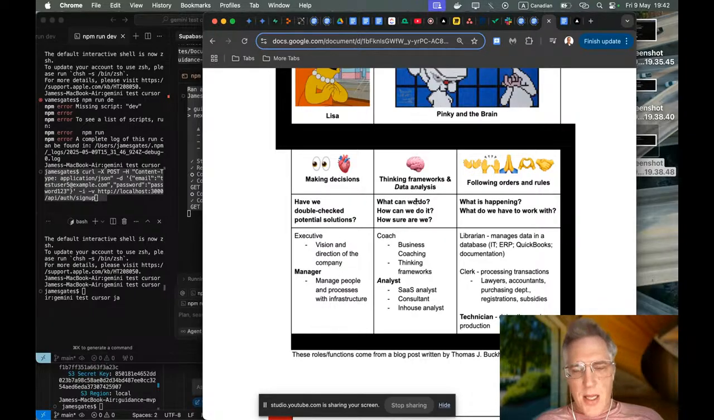After they make decisions, then they go and they talk to their coach, and they try to create systems, and they try to run those systems within their business.